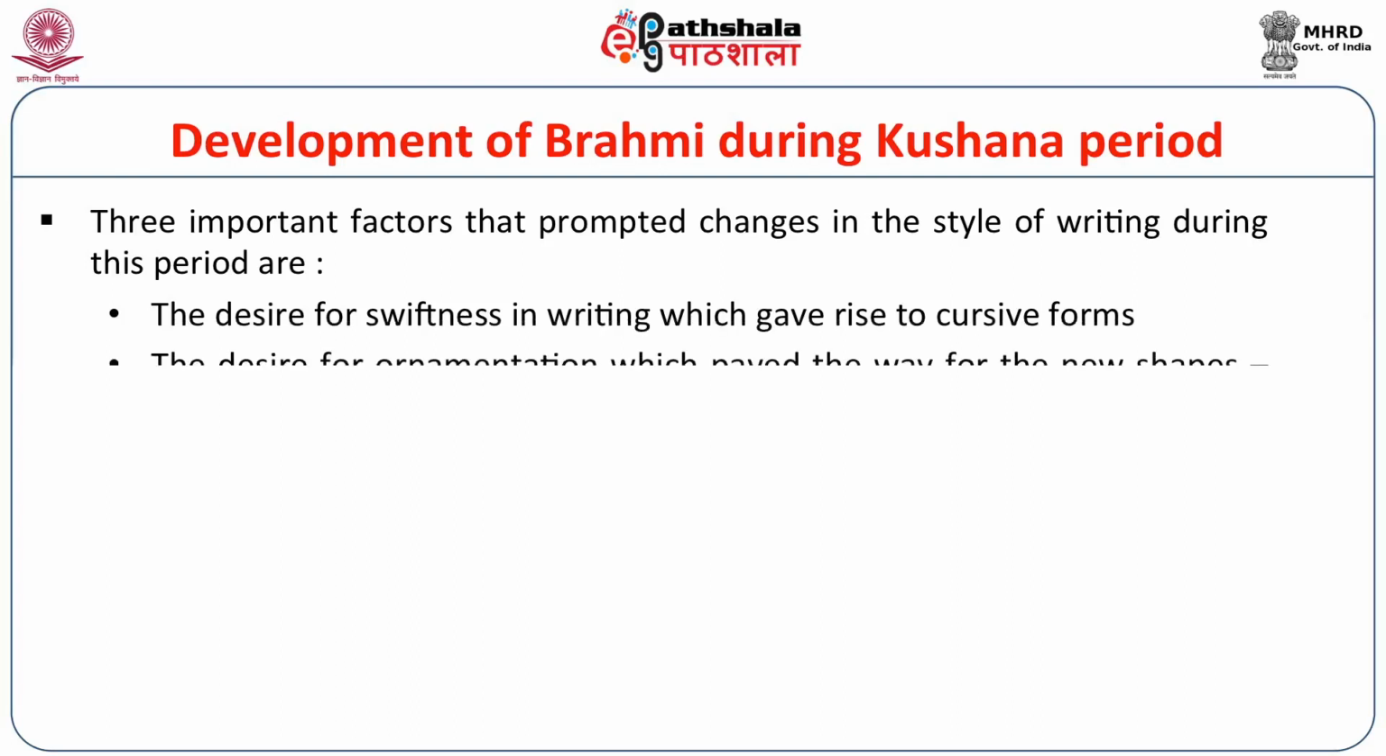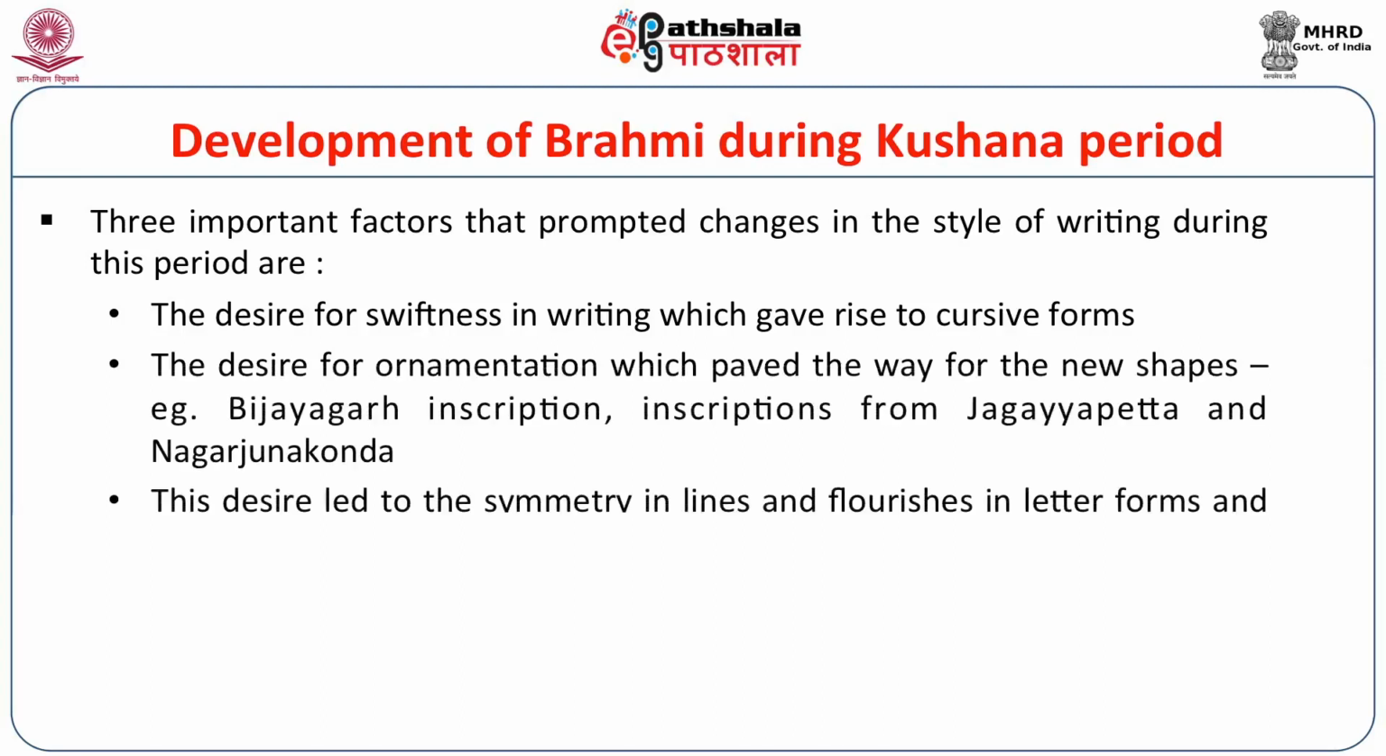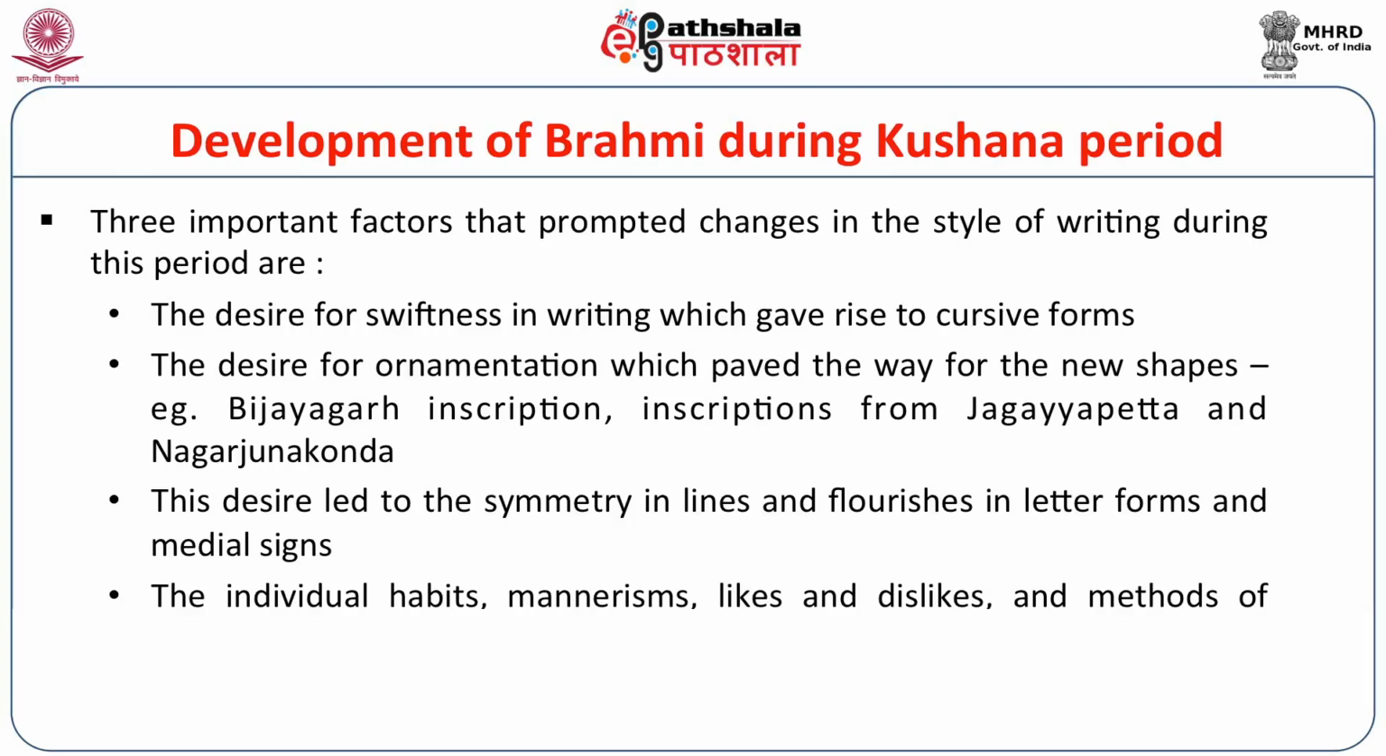The desire for swiftness in writing, which gave rise to cursive forms. For example, there are some inscriptions. The desire for ornamentation, which paved the way for the new shapes, which you find in the Vijayagad inscription, and from Jaggayapeta and Nagarjunakonda. The desire that led to symmetry in lines. Earlier, no symmetry was there, and subsequently the scribes took a lot of interest to give individual attention to the different forms of the letters, and not only that, they maintained alignment in writing the inscriptions.